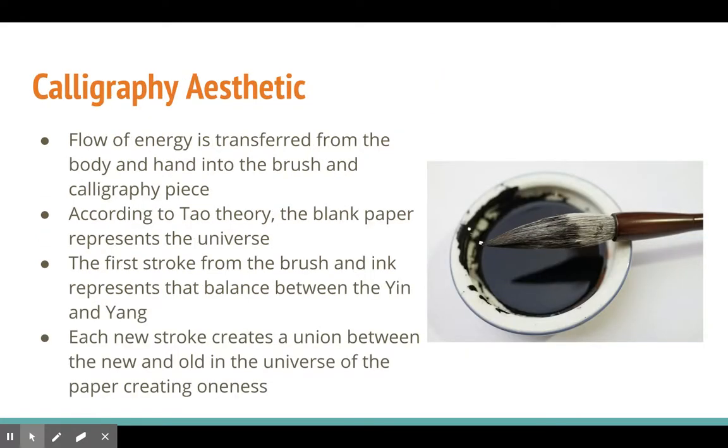Lastly, just as important as the actual calligraphy scripts themselves is the calligraphy aesthetic. The flow of energy is transferred from the body into the hand and into the brush in every calligraphy piece. According to the Tao theory, the blank paper represents the universe. The first stroke of the brush and ink represents the balance between the yin and the yang, and each new stroke creates a union between the new and old in the universe of the paper, creating oneness.